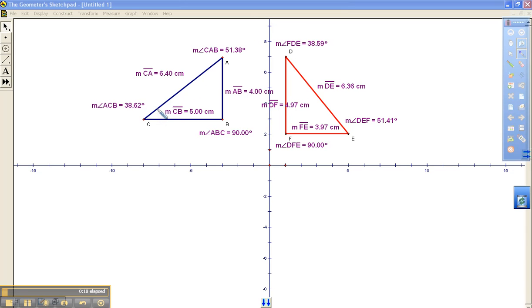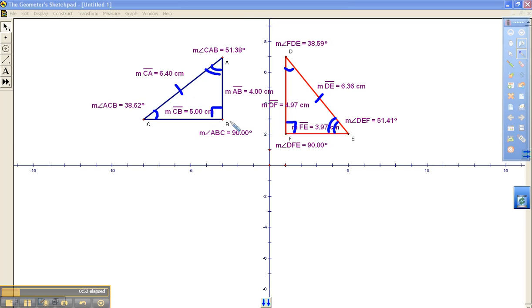We have the measure of angle ACB is 38.62 and 38.59. We'll call it close enough, and we'll call angle C congruent to angle D. Angle A is 51.38, 51.41. So it appears that angle E is congruent to angle A. Look at angle B and angle F, both 90 degrees. These are also congruent.